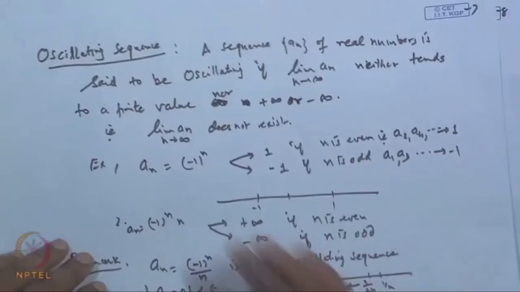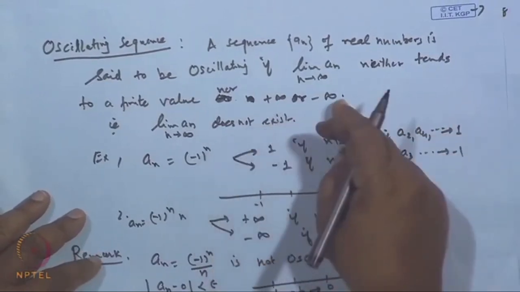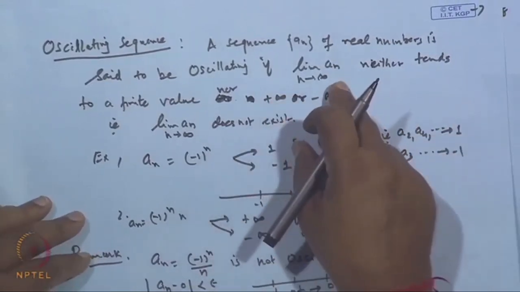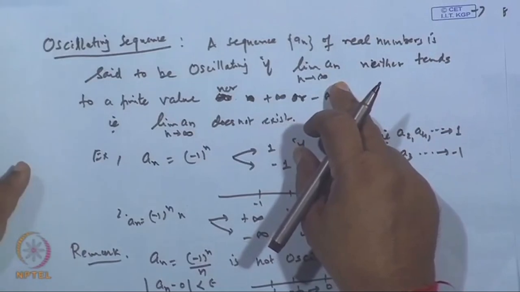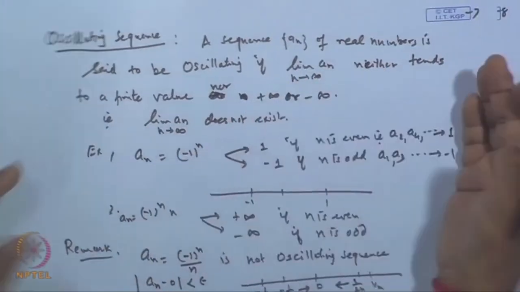This is convergence. Then bounded sequence. Here also we can characterize the oscillating sequences as finitely oscillating and infinitely oscillating. A finitely oscillating sequence is one where the limit does not tend to a finite value, and does not go to plus infinity or minus infinity, but it alternates.